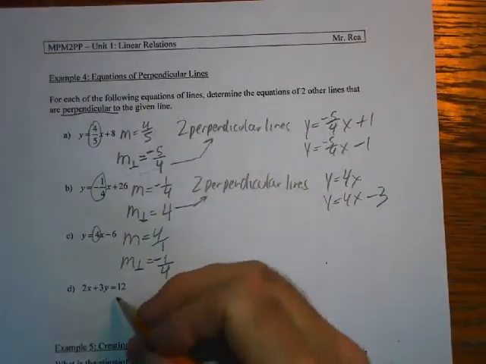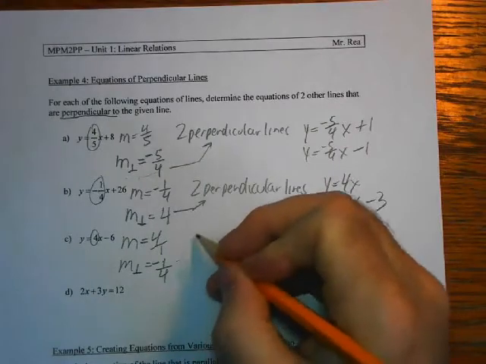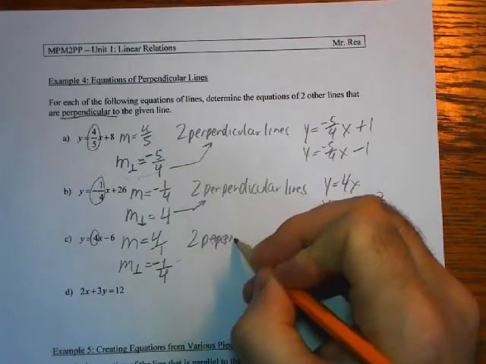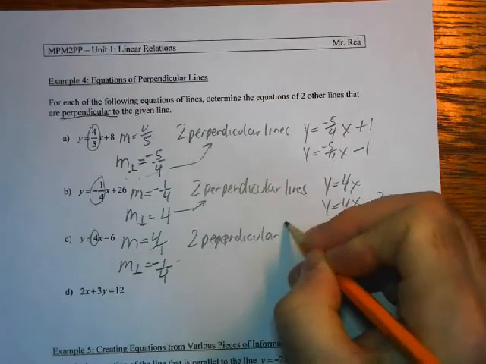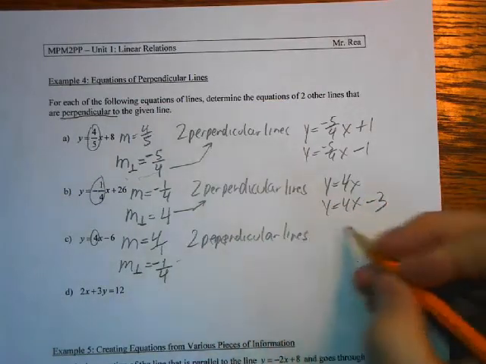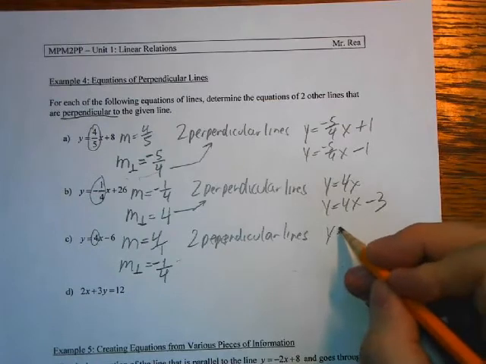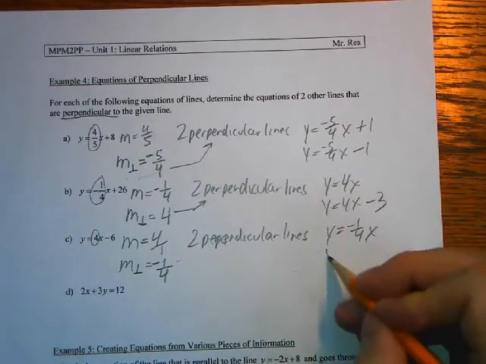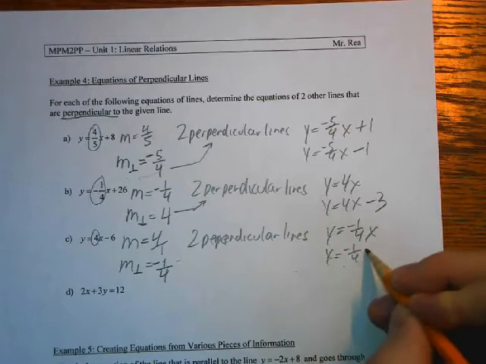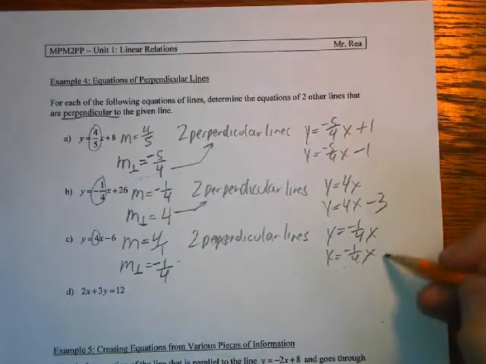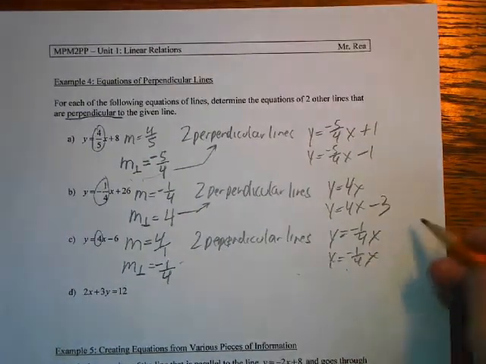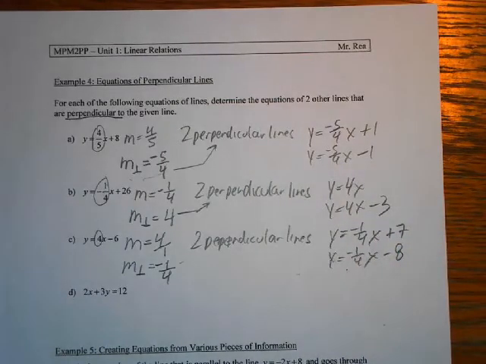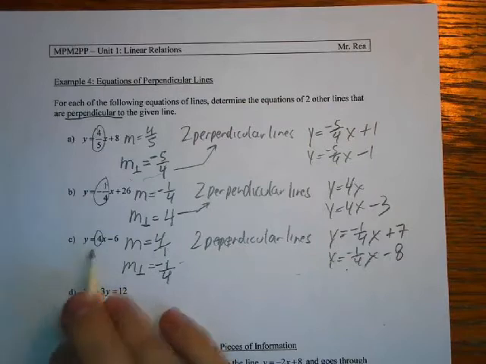Okay, so let's come up with some equations of 2 perpendicular lines. So this time we're using -1/4 as our m value. So, I could just put these at the beginning and just think of 2 numbers to throw in there. So let's go +7 minus 8, pretty random. Those 2 lines are perpendicular to this line.